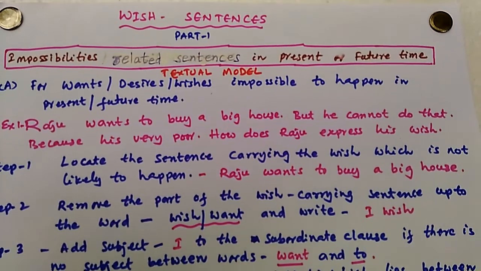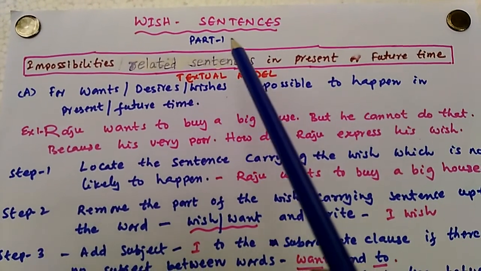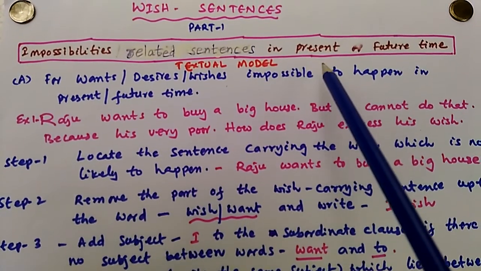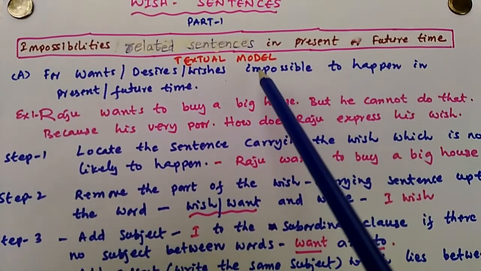In this video, I would like to share with you the topic wish sentences part 1, that is how we can make use of wish sentences to express impossibilities in the present time or future time. Let us see. Wish sentences part 1, impossibilities related sentences in present or future time.